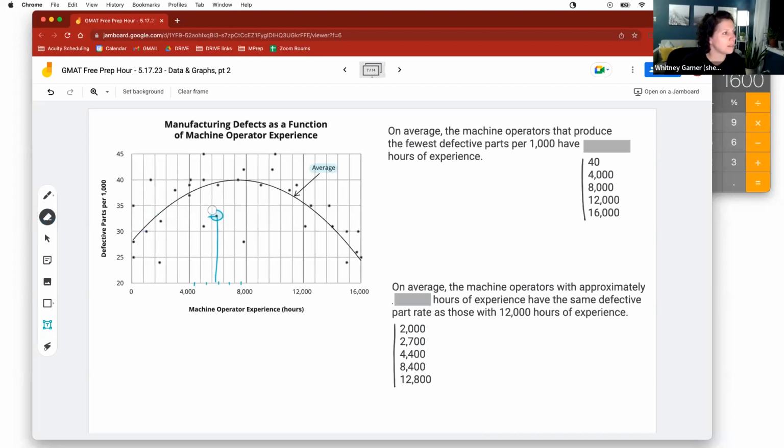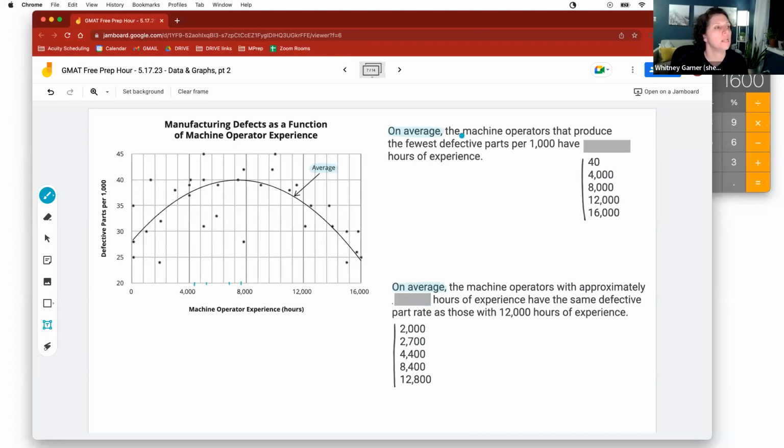What does the line mean? The line sort of means that this is the basic trend of operator experience with number of defective parts. So when it says on average, that means that I can actually follow the average trend line. So it seems like for both of these, I don't necessarily have to use any of the dots themselves. I can use just the trend line.